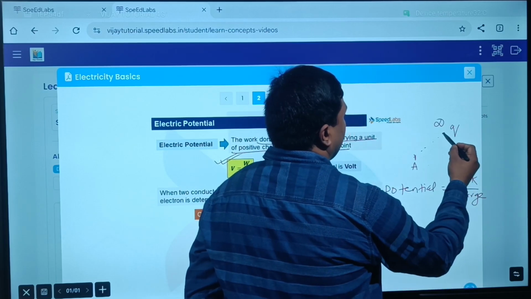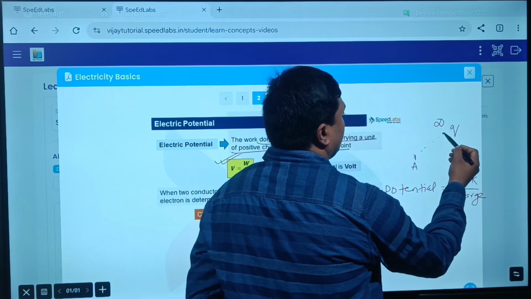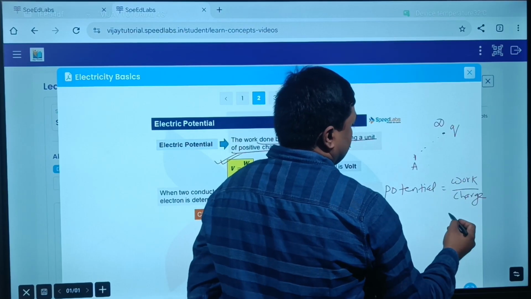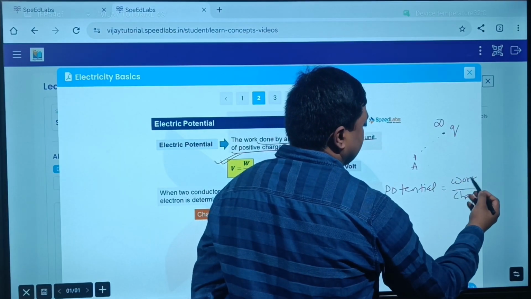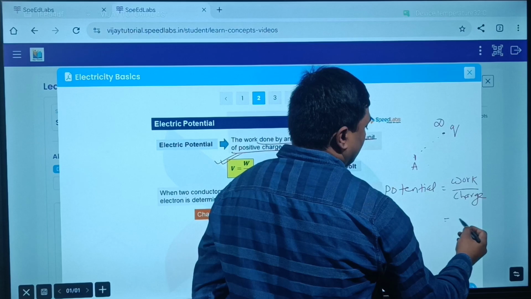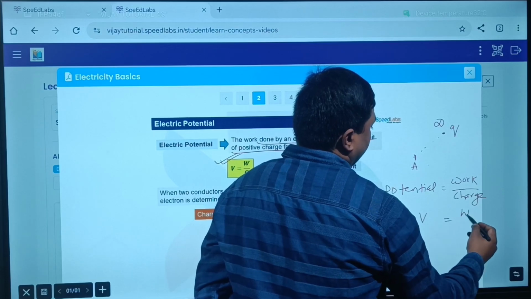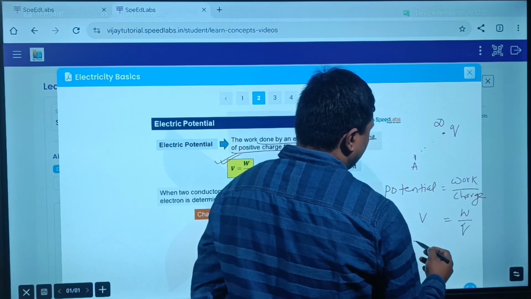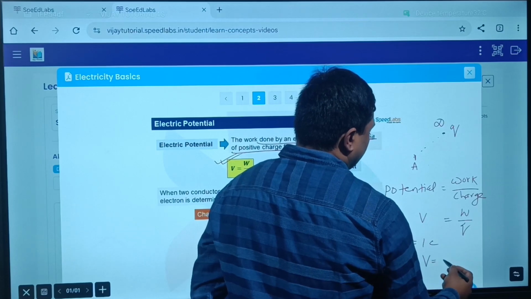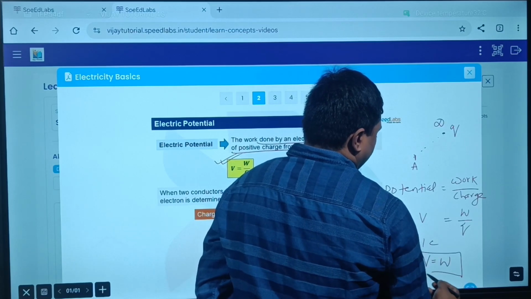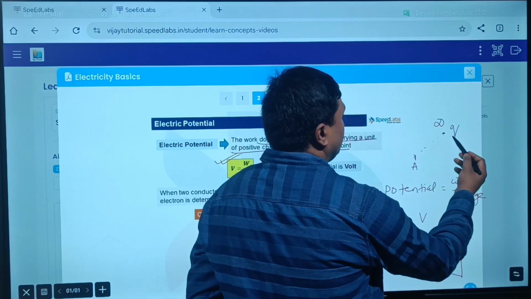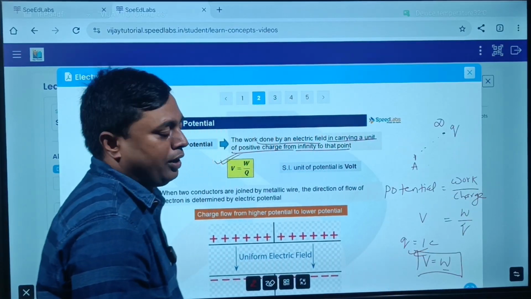Potential is the amount of work done to bring a unit positive charge from infinity to a point. So let's take, children, the charge is a unit, 1 coulomb. So we can write V is equal to W by Q. If Q is equal to 1 coulomb, then V is equal to W. So V is nothing but the amount of work done to bring a unit positive charge from infinity to a point. Is it clear?